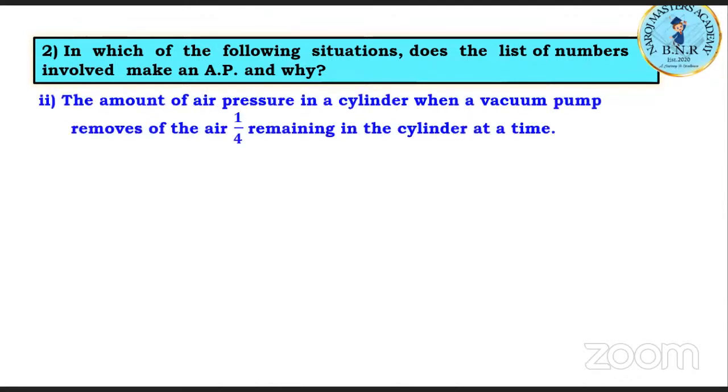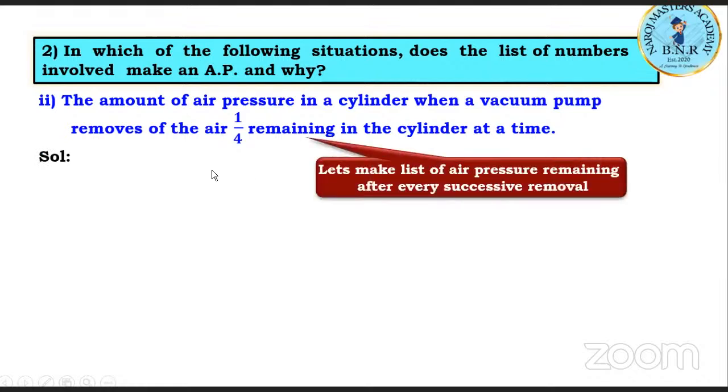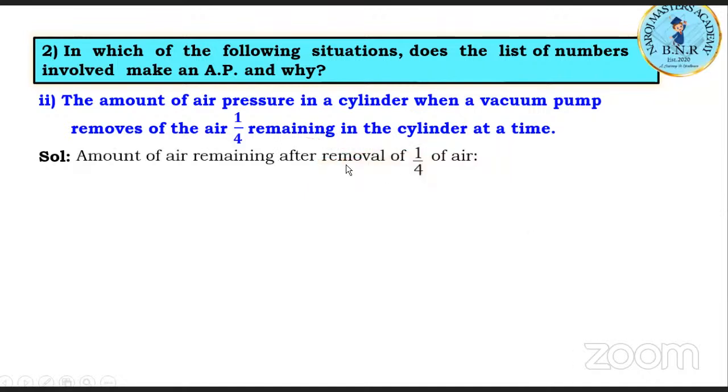The amount of air pressure in the cylinder when the vacuum pump removes 1/4 of the air remaining in the cylinder each time. Simply we can say every time he is removing 1/4 of the remaining volume in the cylinder. Listen carefully, very, very important here, the question. Let's make a list of air pressure remaining after every successive removal. Is it right?